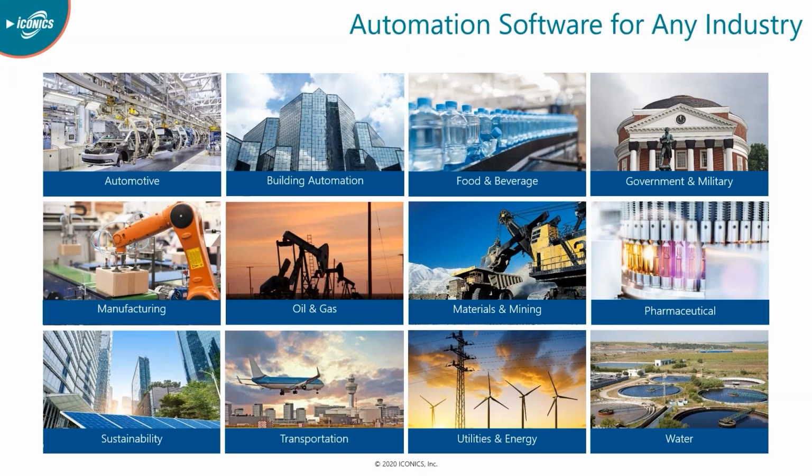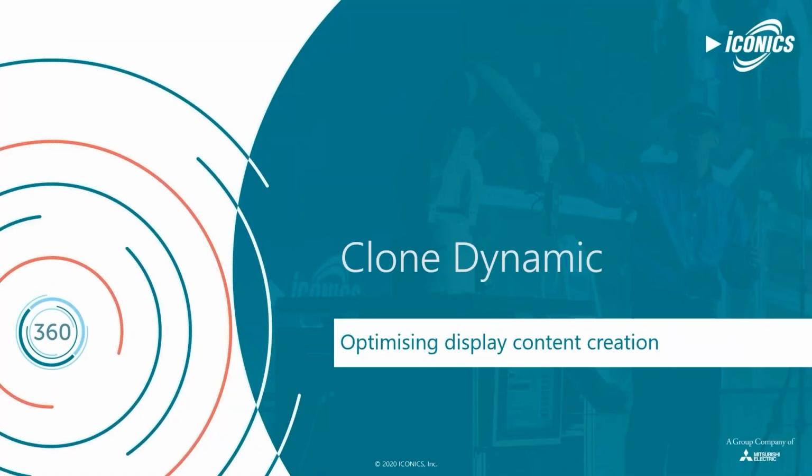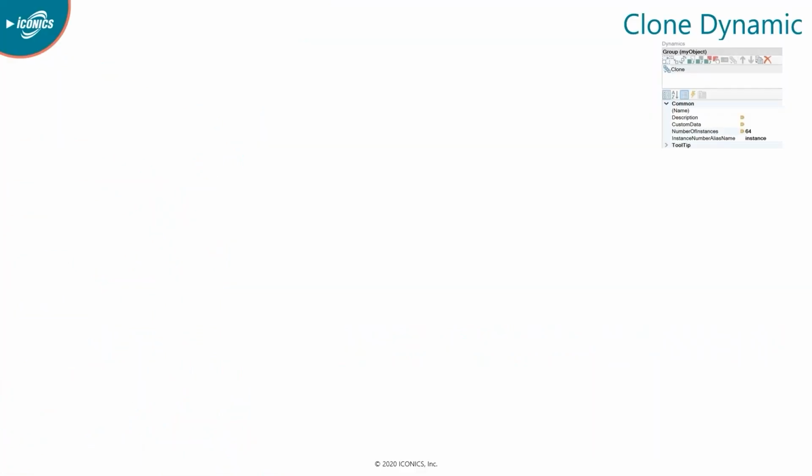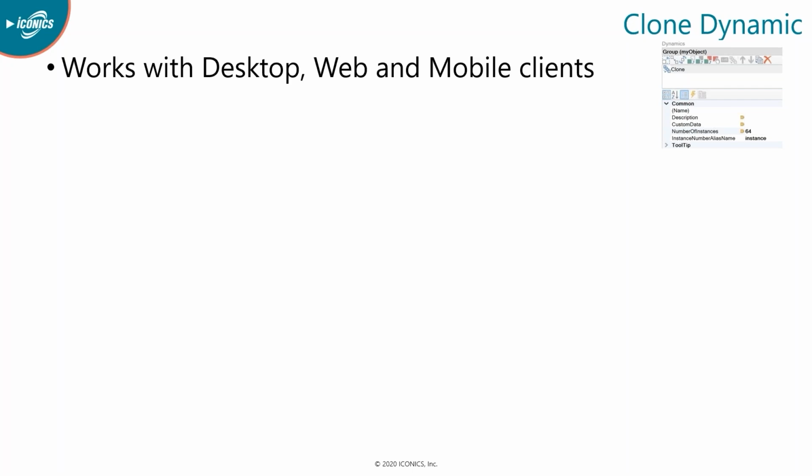So let's start with the first feature we want to explain today, which is the clone dynamic. The clone dynamic can be found in the Iconics GraphWorks64 solution. You basically draw any visible object, so typically some smart symbols or some process points, and then you hit the clone dynamic function. The solution then runs on any client device, including desktop, web, and mobile devices.